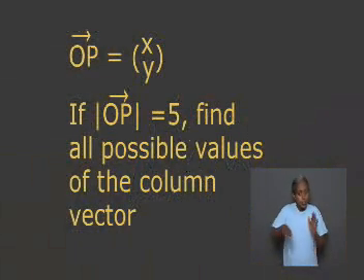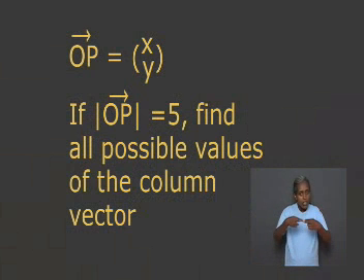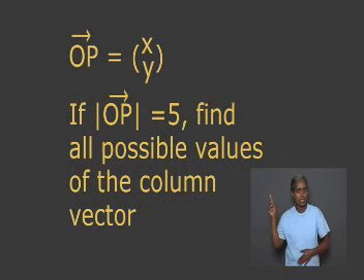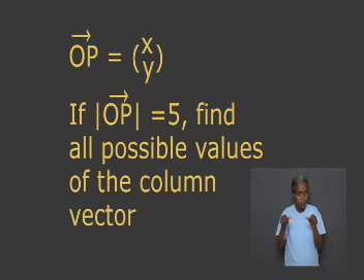Let us use what we have just learned about vector components to solve the following problem. The position vector of P relative to the origin is expressed this way. If the magnitude of vector OP is 5 units, try to find the set of all possible values of the column vector x, y. For this question, students, you can assume that both x and y are integers. Are you ready to answer this question, students? Please go ahead.